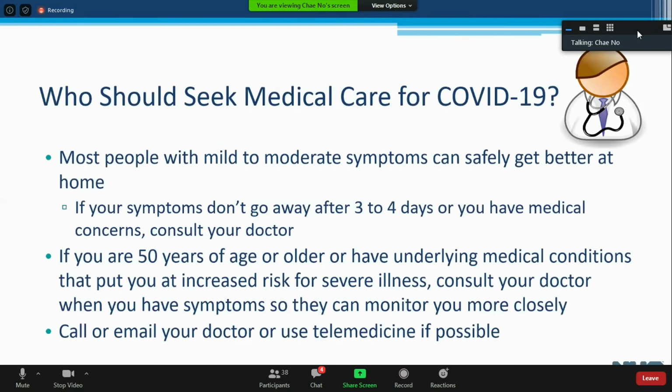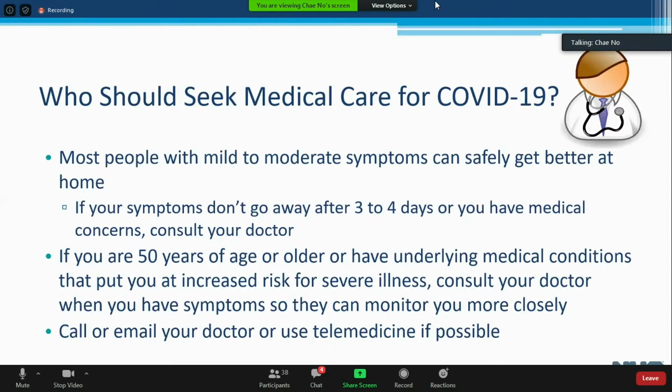So who should seek medical care for COVID-19? Most people with mild to moderate symptoms can safely get better at home. But if the symptoms don't go away for 3 to 4 days, or if you have medical concerns, consult your doctor. And as I stated before, if you're 50 years of age or older, or have underlying conditions, please consult your doctor, because your doctor will try to monitor you more closely.